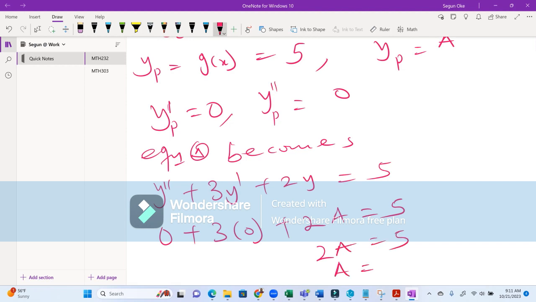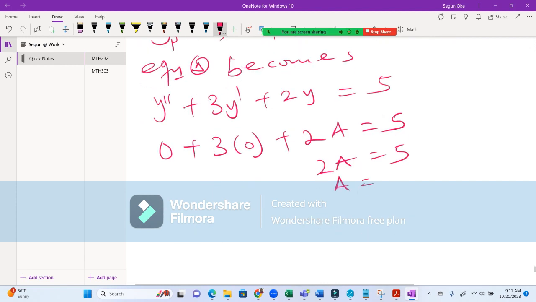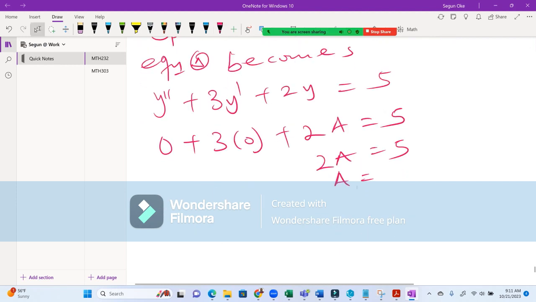What is A now? A is equal to what, please? 5/2. 5/2, thank you. A is equal to 5/2. So let's substitute. A is equal to 5/2.